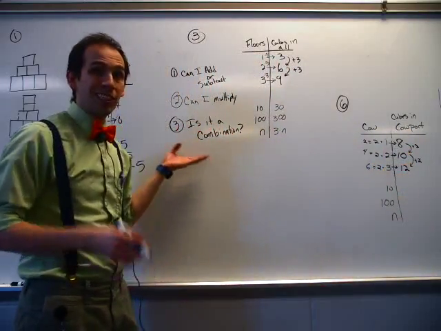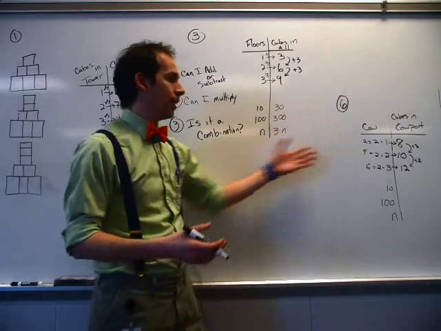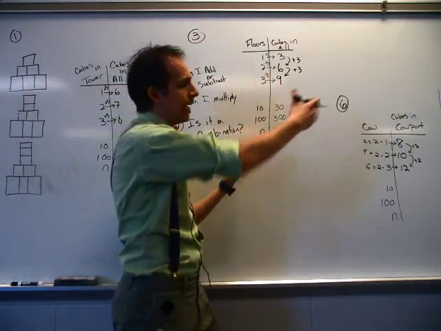Well, here's my third question. Is it a combination? Do I have to add something else? So now that I've multiplied, let's do a combination. Let's see, what would I add in order to get there?